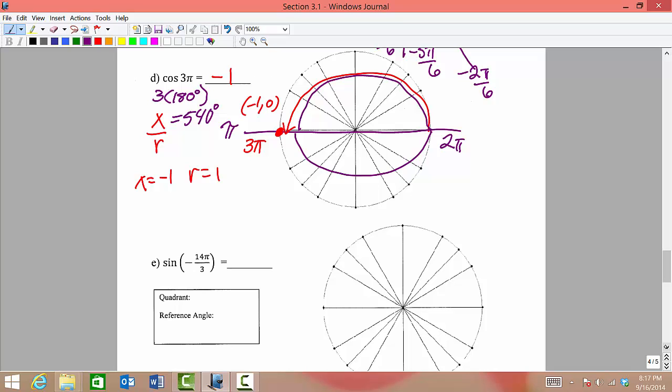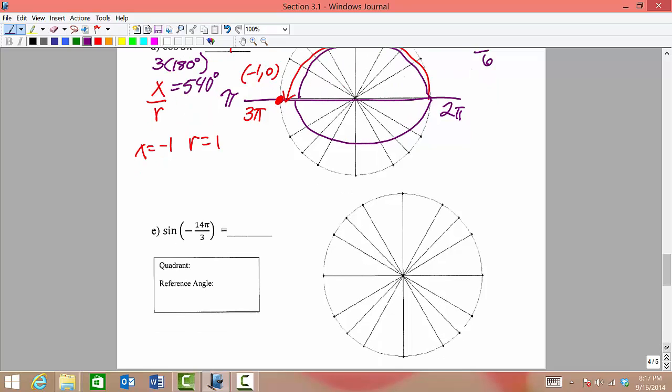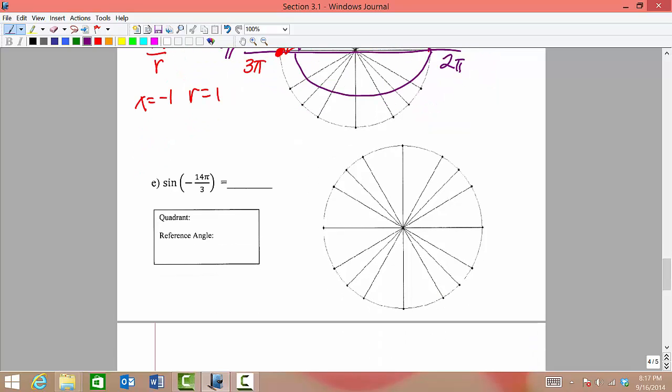Sine of negative 14 pi divided by 3. So we can convert to degrees if we want to. So that would be negative 14 times pi over 3. Pi over 3 would be 180 divided by 3, so that would be 60 degrees. And 14 times 60 degrees, that would give us 840 degrees, negative 840 degrees. So we can measure off that angle by working in terms of degrees, or we could also count off 14 segments of 60. So let's practice with that idea.